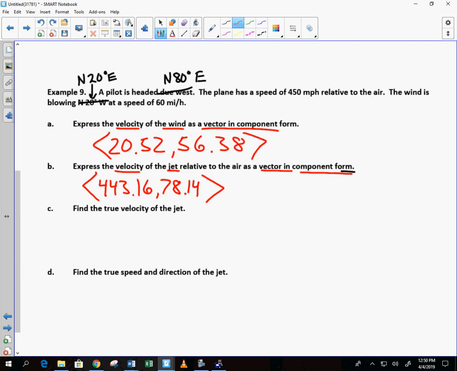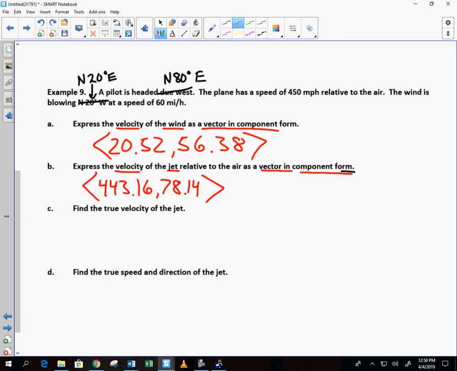So we've already done problems like that before, right? So C and D are actually easier than A and B. If you knew A and B, then C and D are easy. Let's think about what C is asking. It says find the true velocity of the jet. We all said that the wind was going to help the plane a little bit. You guys all agree it's probably traveling faster than 450?